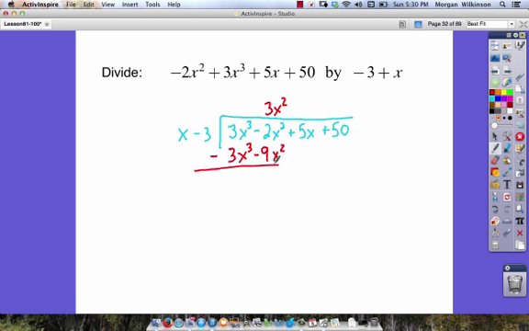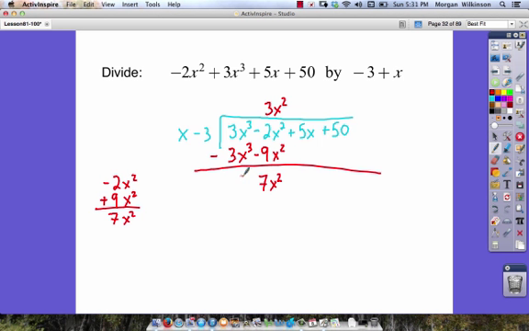So now we're going to go ahead and subtract. When we subtract, we're going to say 3x to the third minus 3x to the third. That's 0x to the third. And then we have negative 2x squared minus negative 9x squared. Well, double negative makes a positive, so that's going to leave us with 7x to the second power. Because this is really like saying negative 2x squared plus 9x squared. And that would have to be 7x squared.